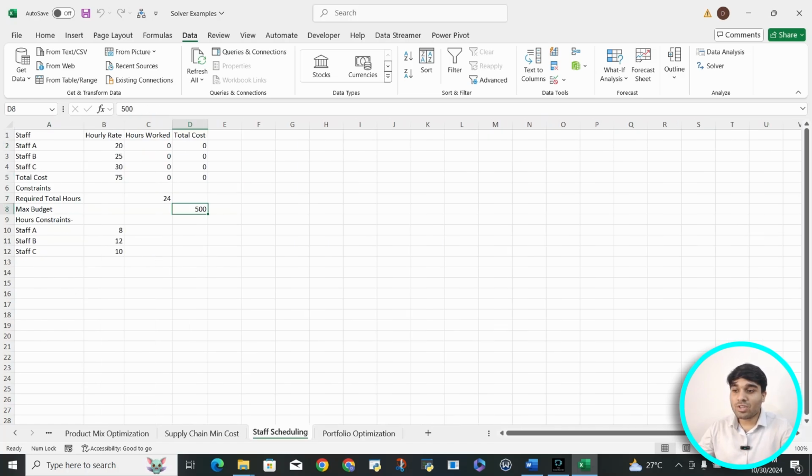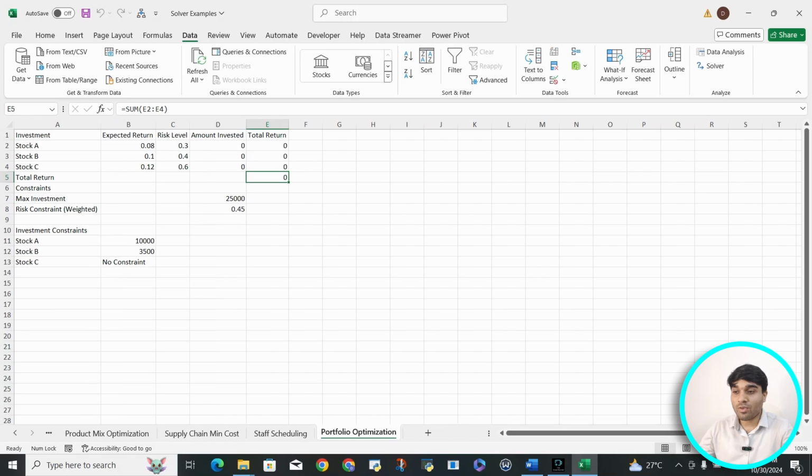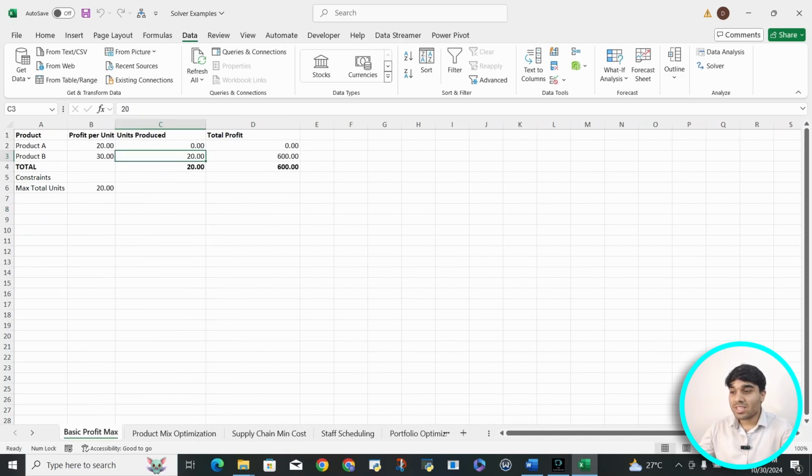So these two, staff scheduling and portfolio optimization, will be homework for you. You can go home and see how these two work, and if you're able to solve both of them, you'll have the confidence that you can now work with solver problems. So that would be it from my end.